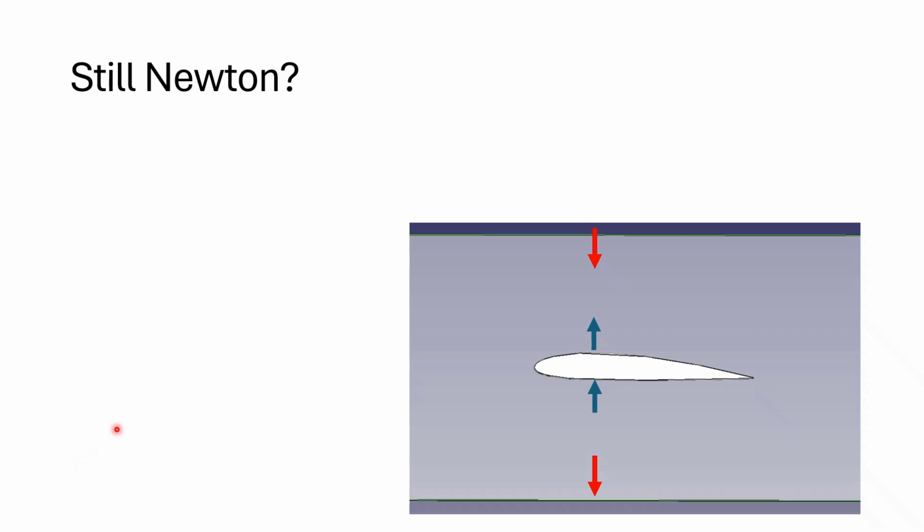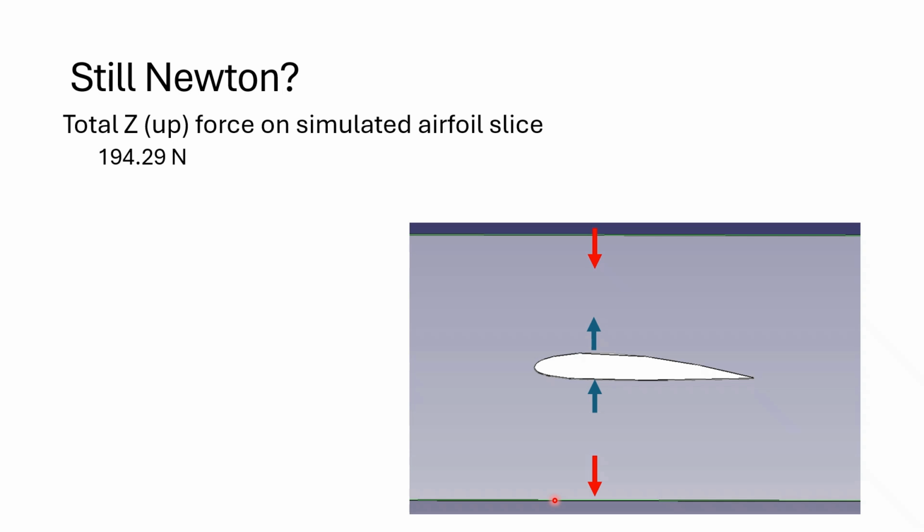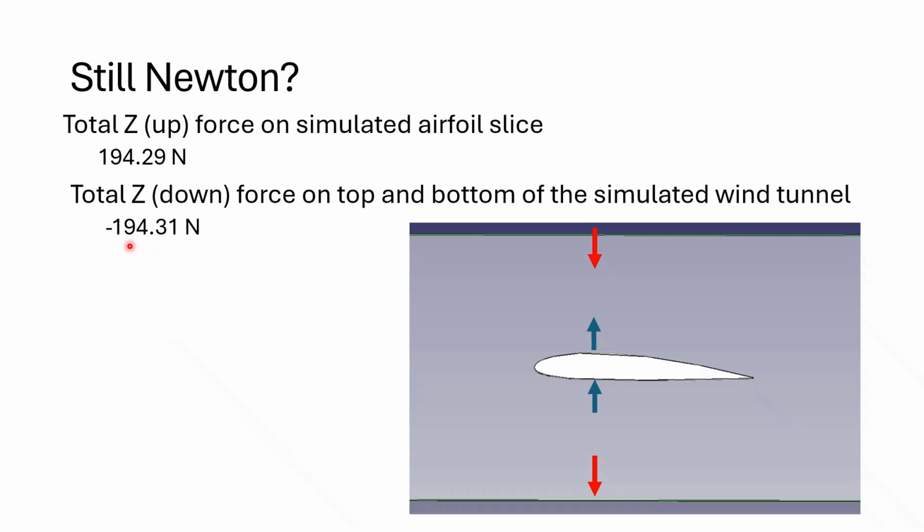And the $64,000 question: does Newton still explain what we've got going on here? We drew the airfoil with the bottom approximately parallel with the relative wind. We calculated the up force from the airfoil at 194.29 newtons. So our calculated downforce is 194.31, which is only about 1/10 of 1% difference from our lift. So yeah, Newton, right?